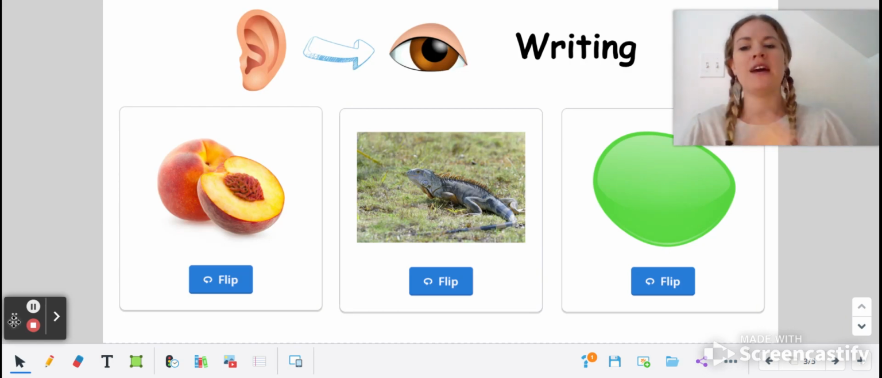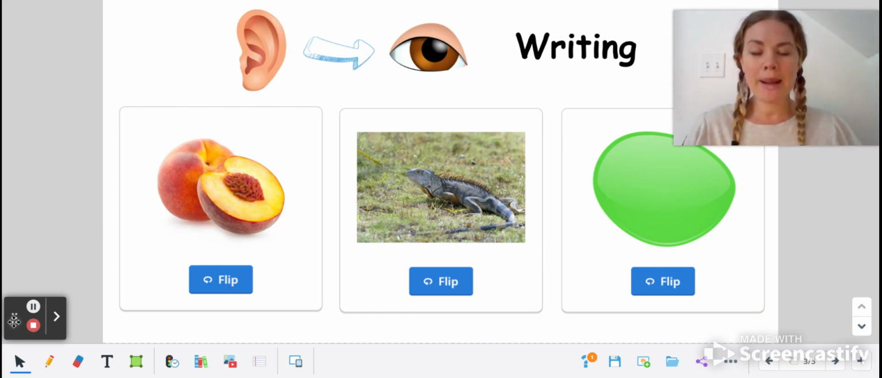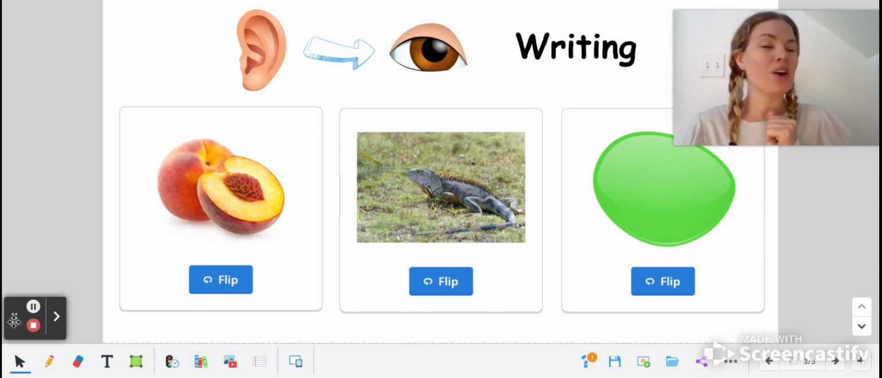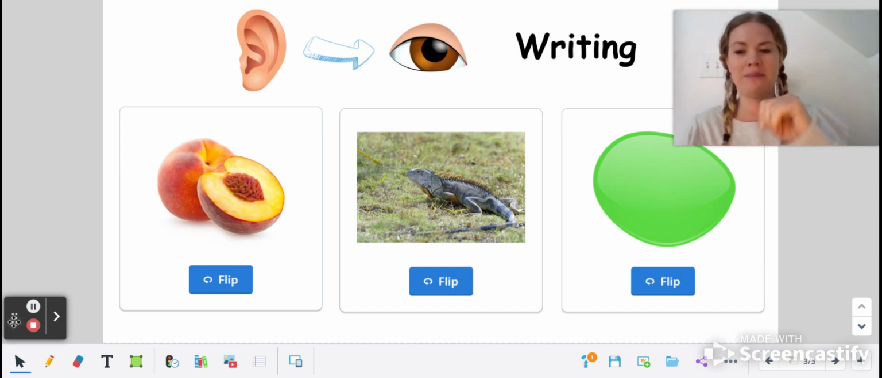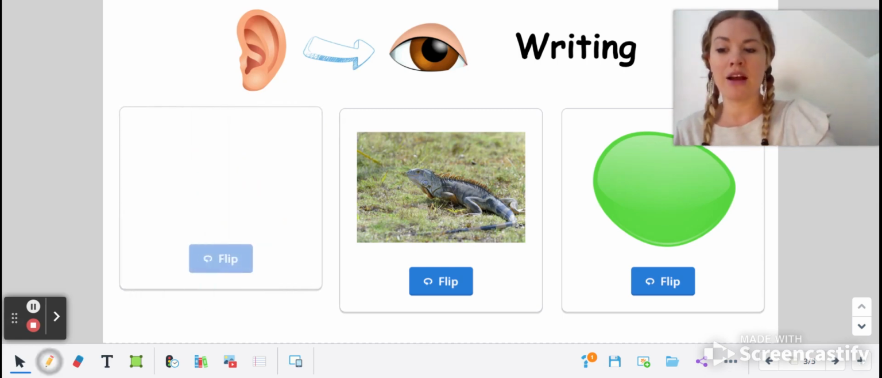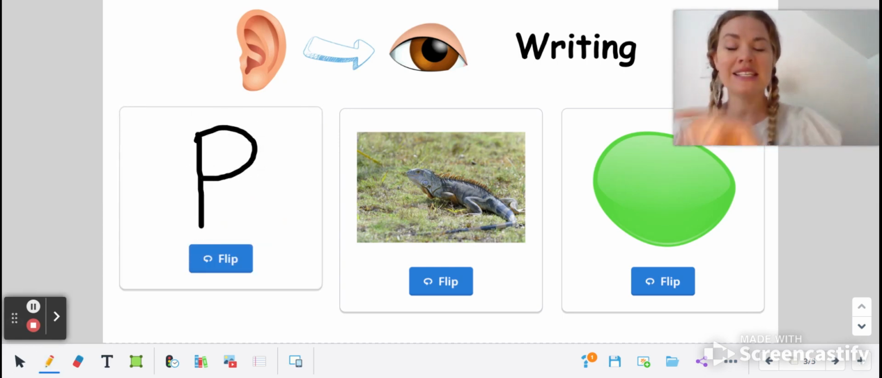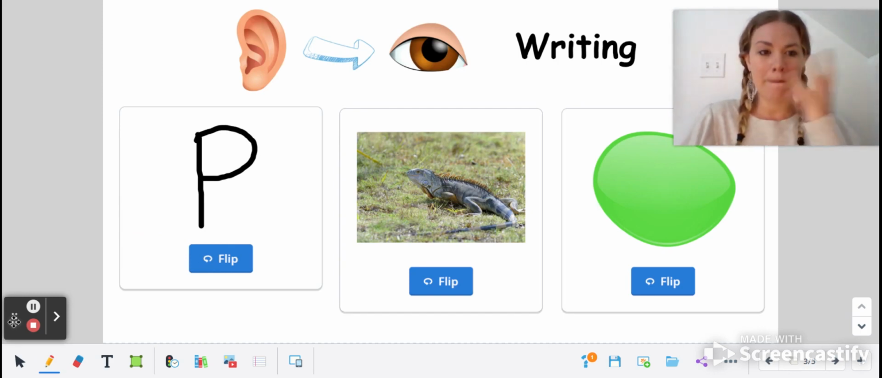And what is that first sound that we hear when we say peach? And she might say, p, p, p. And I might say, okay, great. Everybody write on your whiteboards, what is the letter or that symbol that makes a p sound? Now give them a minute. And then I might write on my smartboard, yes, it is the letter P. This is the symbol that makes the p sound.